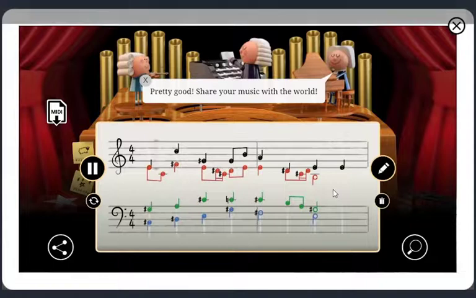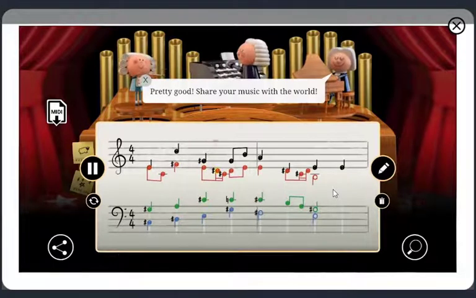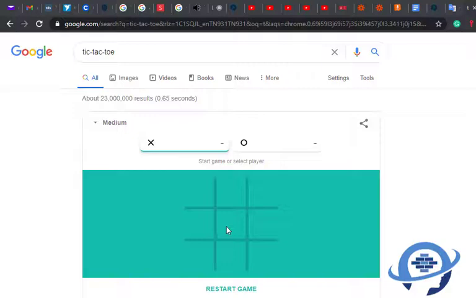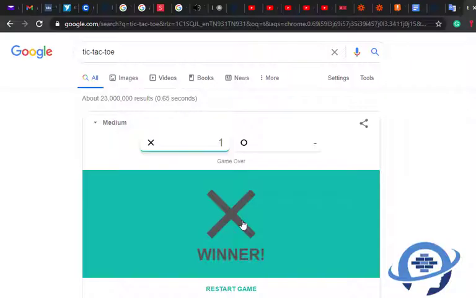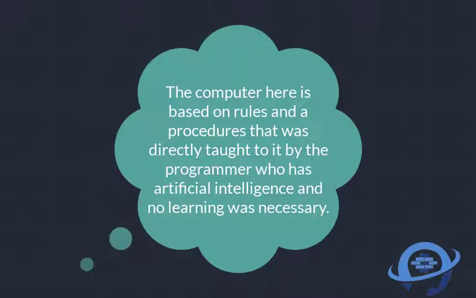Such a wide range of problems inevitably leads to an even wider range of possible technical solutions to solve them. For example, for a computer to be able to play tic-tac-toe, a simple program of a few conditions allows it to consider all the possible cases and to come up with a simple artificial intelligence that is not really intelligent but which manages to reach its goal without the need for complicated learning techniques. The computer here is based on rules and a procedure that was directly taught to it by the programmer, who has the artificial intelligence, and no learning was necessary.